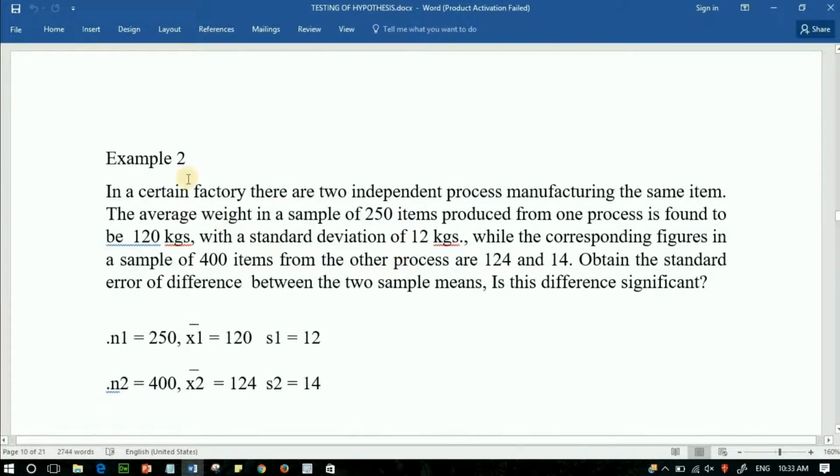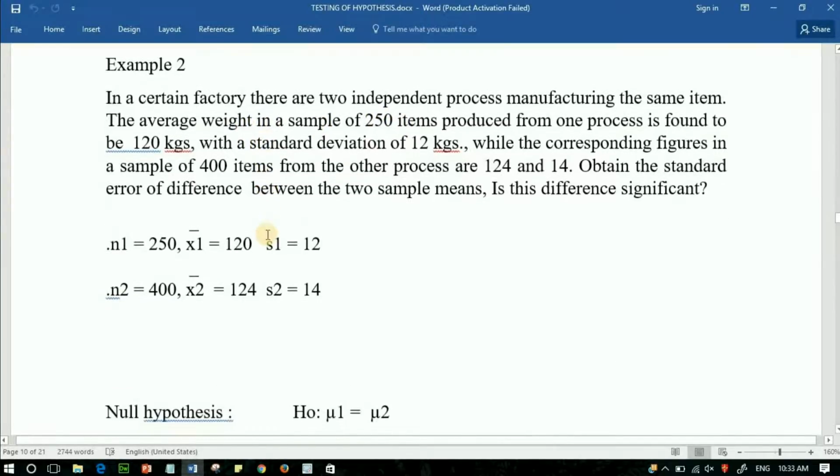In another example, in a certain factory, there are two independent processes of making the same item. The average weight in a sample of 250 items produced from one process is found to be 120 kilograms with a standard deviation of 12 kilograms, while the corresponding figures for a sample of 400 items from the other process are 124 and 40. Obtain the standard error of the difference between the two sample means.